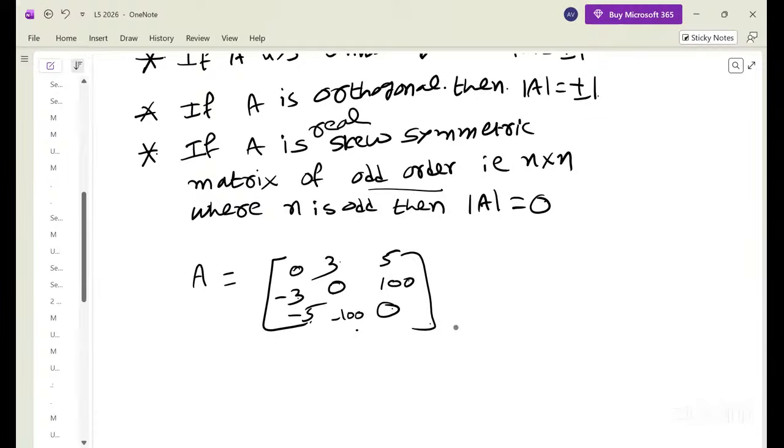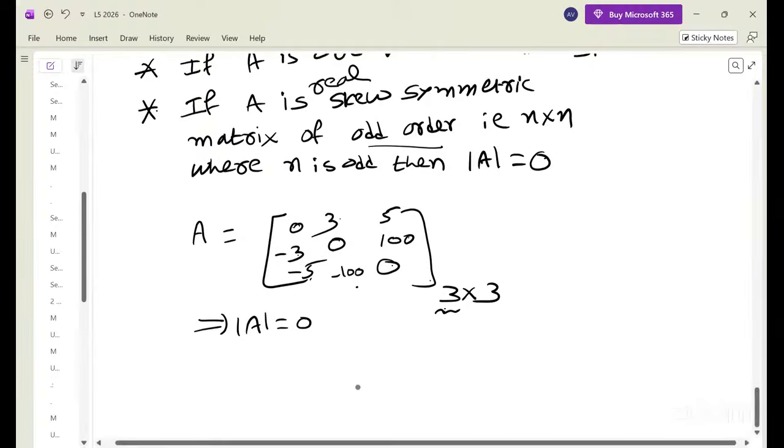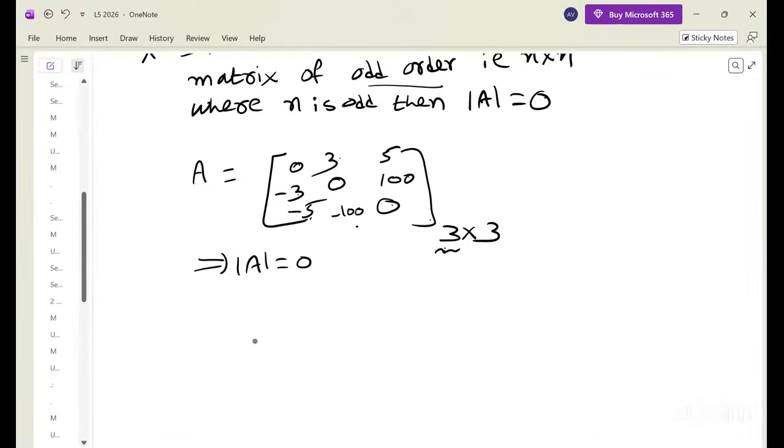So you should be able to identify the skew symmetric matrix. What is the order? 3 by 3. The order is odd, and it is skew symmetric. So automatically the determinant of A is 0, without putting pen on paper. Otherwise you have to calculate and check, but the determinant will be 0. Sometimes you'll be asked to find the determinant of a 5 by 5 matrix also. Then you need not waste your time.